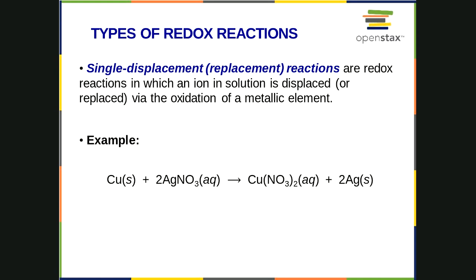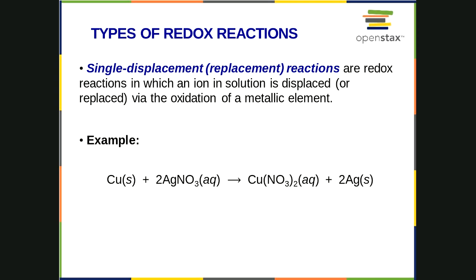Here is another type of redox reaction. It's still oxidation reduction because we can see there's a transfer of electrons taking place. But this is called a single replacement reaction, because we have a single element on one side of the reaction, and it switches places with another element, producing a new single element on the other side. So in this case, we have copper metal, and we combine it with silver nitrate. Silver nitrate's usually a solution that you use in photography for film developing.